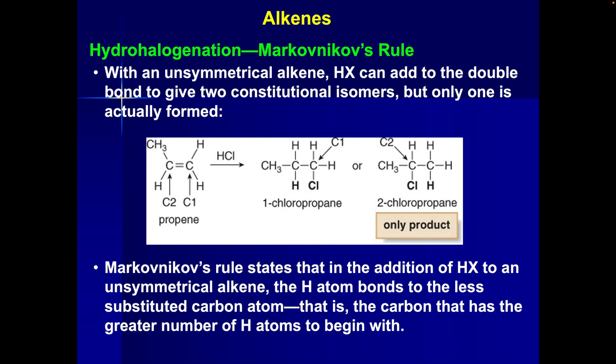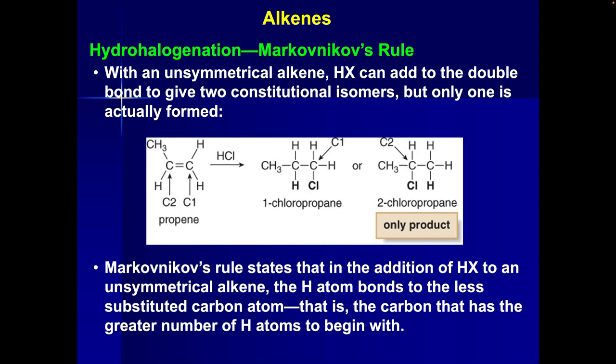And actually, only one of those products forms. Okay? And it's not this one. It's 2-chloropropane, the only product that forms in this particular reaction. This is Markovnikov's rule. So if you look at this, notice I have two hydrogens on this carbon and one hydrogen on this carbon. Which carbon of these got the hydrogen of HCl? Carbon number 1 or carbon number 2?